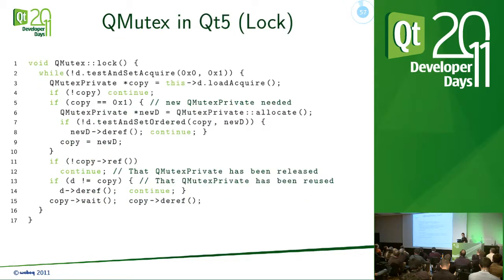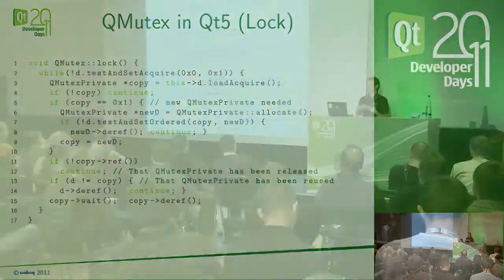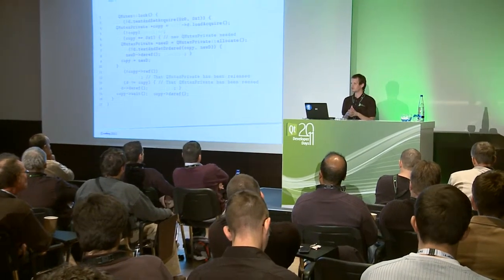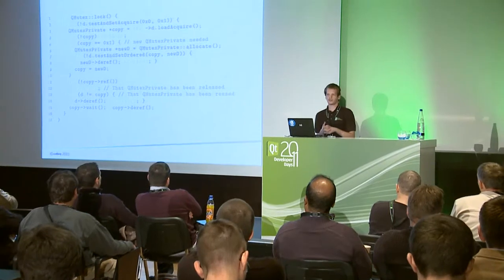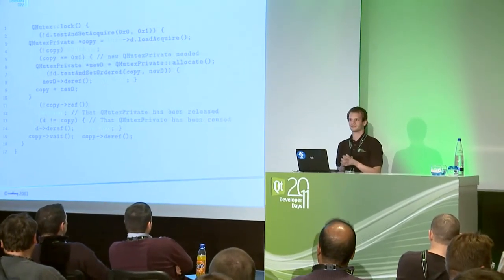But the main advantage is that QMutex is just a pointer, so you can have many of them. They don't use many resources. So more questions?